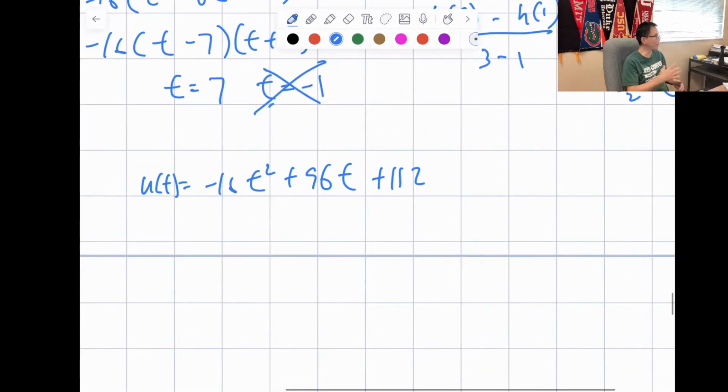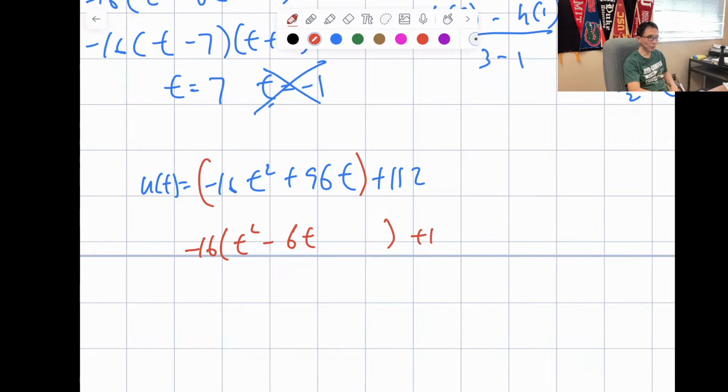So you can find part A and part B at the same time. What do we do on a completed square? What do I do first? Parentheses, the first two terms. Do I factor out? What do I factor out? Leading coefficient, not a t. You can factor out t, but it's not going to help you. You can factor out negative 16. Then it's going to be t squared plus, actually, it's going to be minus. What does that factor out? 6t plus 112.